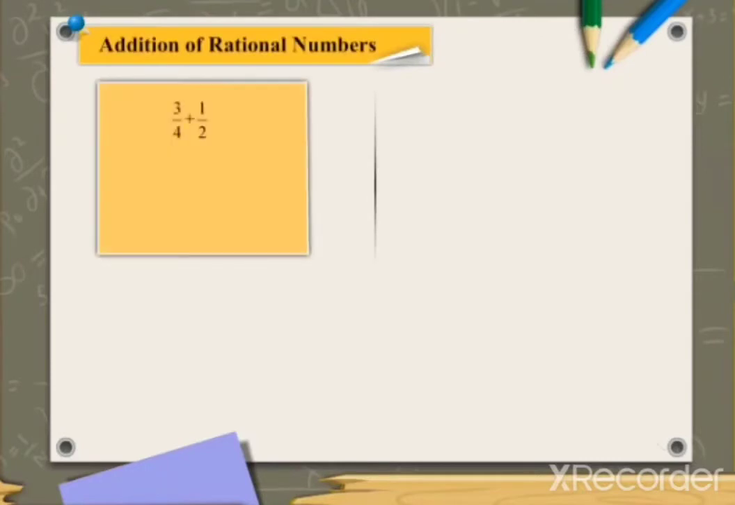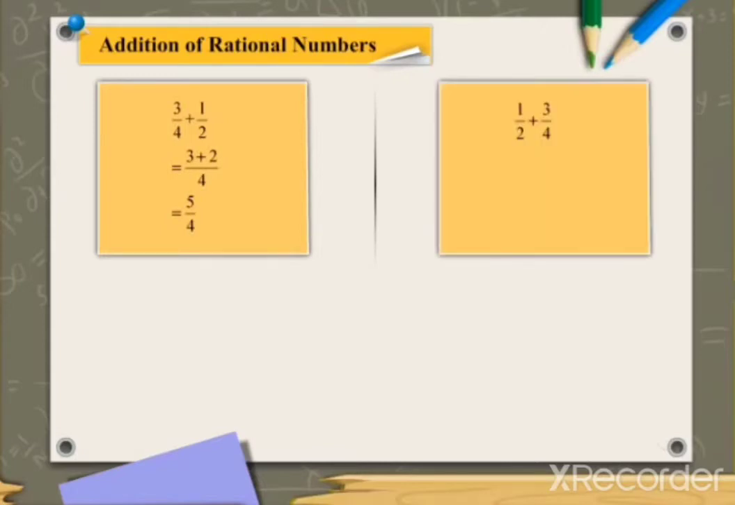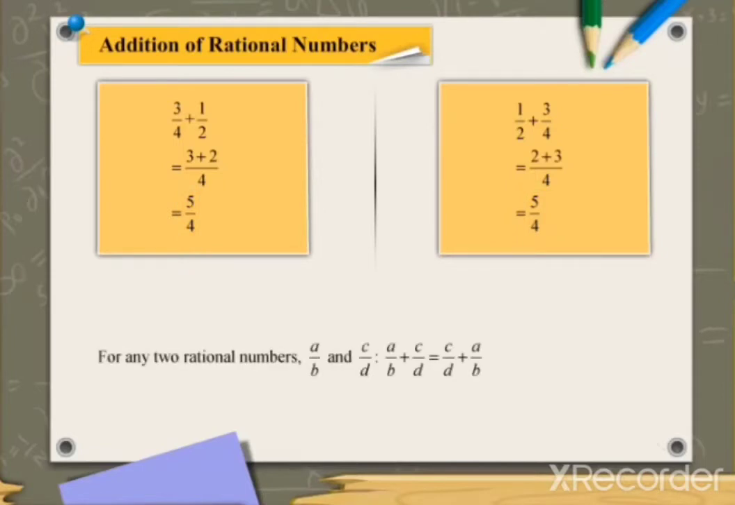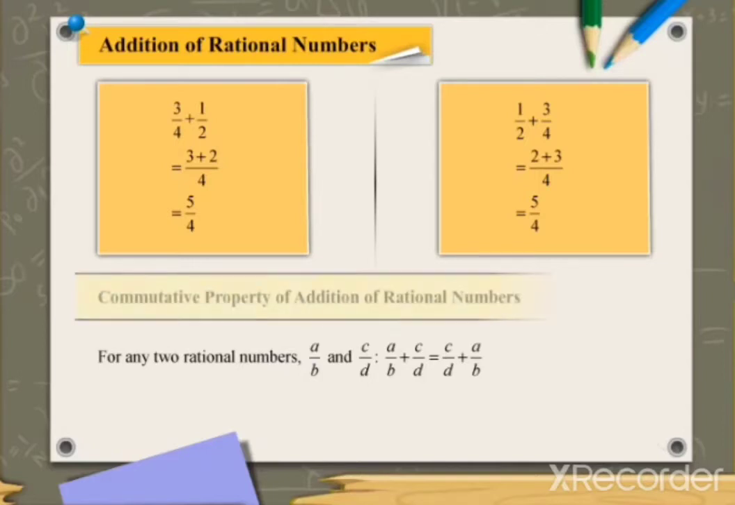Let's now add the rational numbers 3 upon 4 and 1 upon 2. This is equal to 5 upon 4. Now add 1 upon 2 and 3 upon 4. This is also equal to 5 upon 4. Therefore, we can say that for any two rational numbers A upon B and C upon D, A upon B plus C upon D is equal to C upon D plus A upon B. That is, two rational numbers can be added in any order. This is called the commutative property of addition.